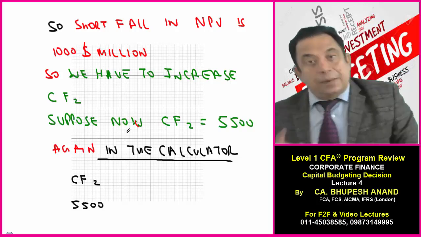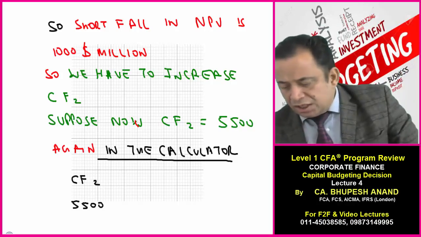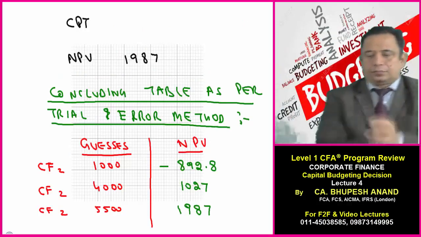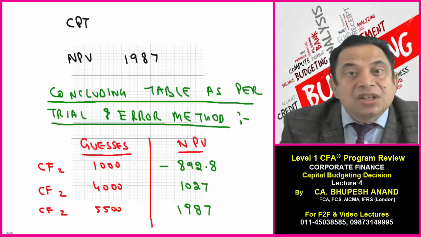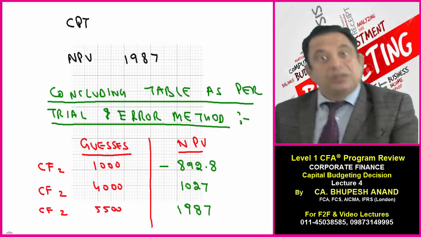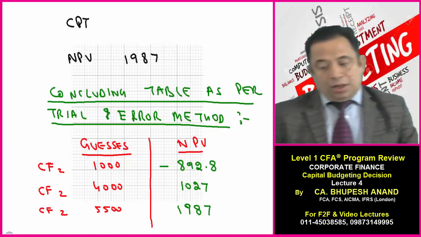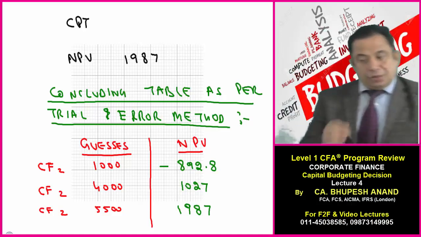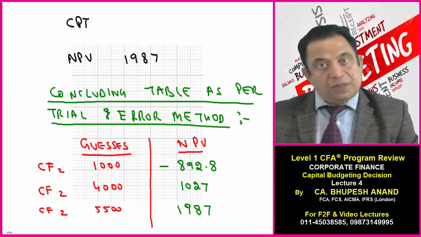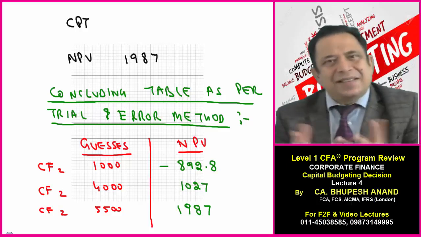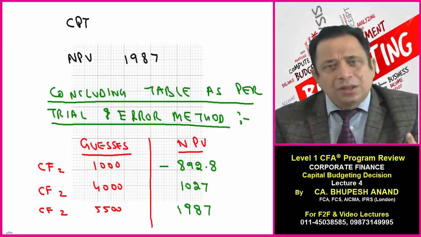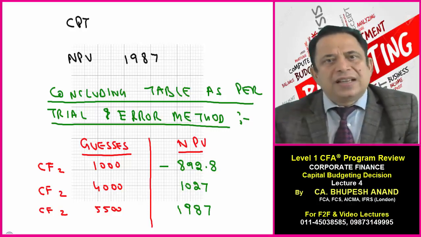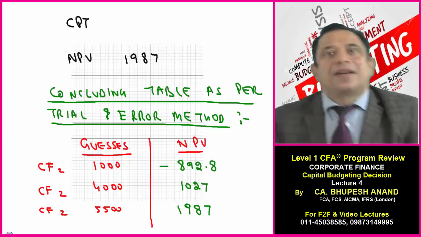So with the help of the calculator, I am assuming it like this. I am only changing cash inflow 2, and the table is like this. If my guess for the cash inflow for the second year is 1000, that is X is 1000, then NPV is minus 892. If I am assuming that cash inflow is 4000, then my NPV is 1027. If I assume that my cash inflow for the second year is 5500, then NPV is 1987 and I need 2000. So cash inflow 2, that is the value of X, is approximately 5500.